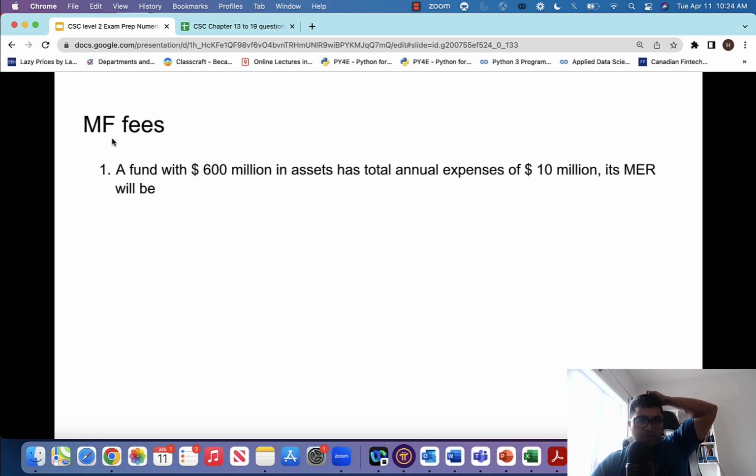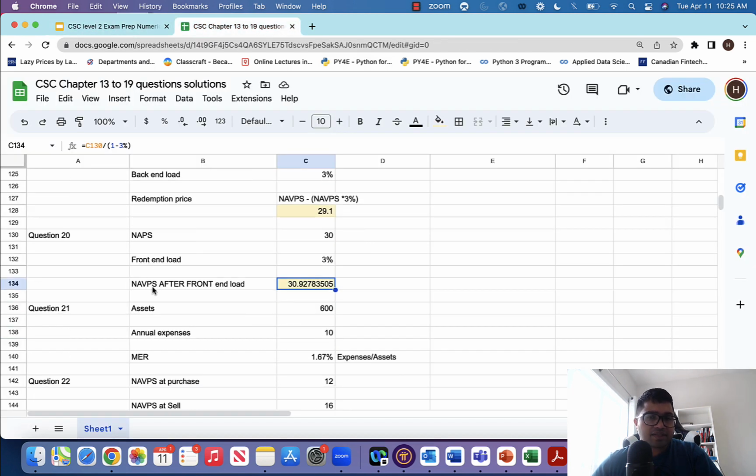Next, a mutual fund with $600 million in assets has total annual expenses of $10 million. Its management expense ratio will be what? So $600 million asset value is given and a total annual expenditure of $10 million is given. They are asking you to calculate MER.